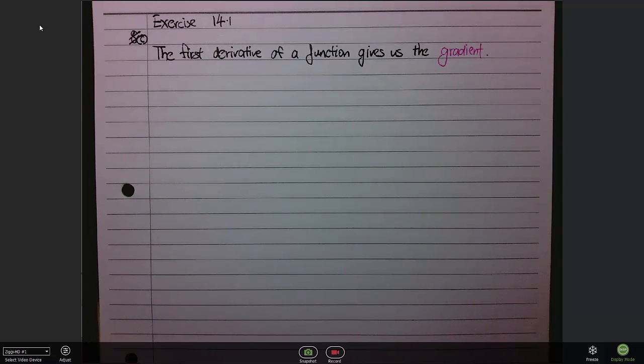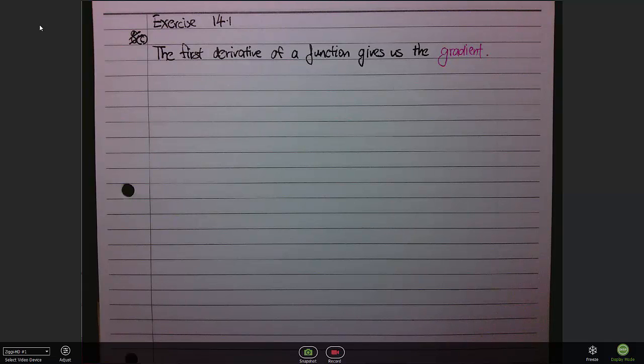Okay, today I'm continuing with exercise 14.1. The concept for our next two questions, 8c and 11, goes like this: the first derivative of a function gives us the gradient. I will discuss more of this with an activity in class, but for now we just take it that the first derivative of a function gives us the gradient. We will understand this in class at a later time.